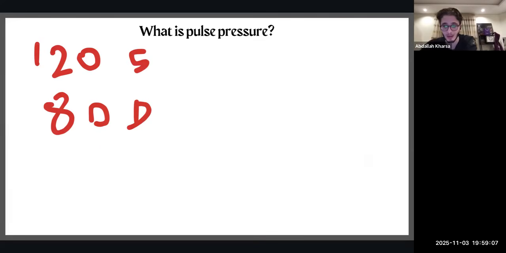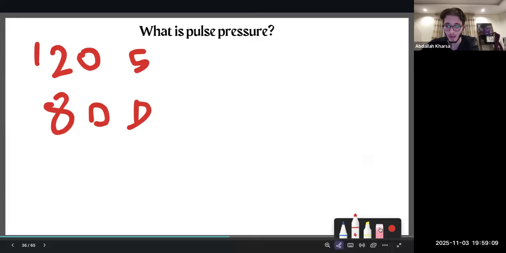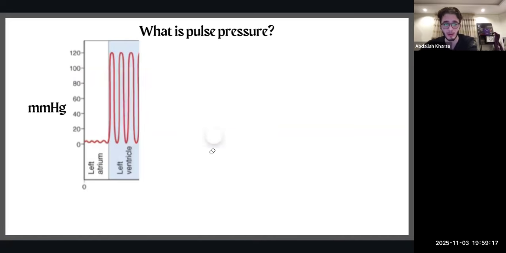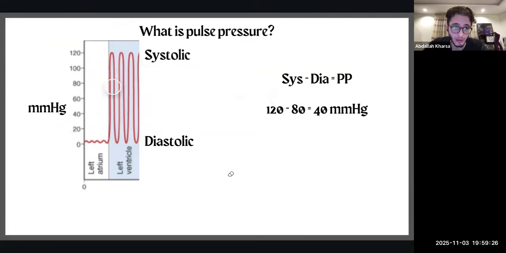The pressure between the diastolic and the systolic, okay? If the systolic is 120 and the diastolic is 80, then the pulse pressure is going to be 40. Okay? 120 minus 80. Let's look at the slides. Here we have the pressure reading that we had earlier. We said that it was 120 over 80.